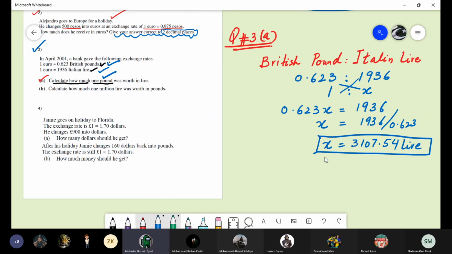Ma'am, when I do it, it's 1900. Okay, someone else can do it. No, ma'am, for the first part, when I do it, it's 1900. No, it will not be 1900. It is 1936 divided by 0.623.